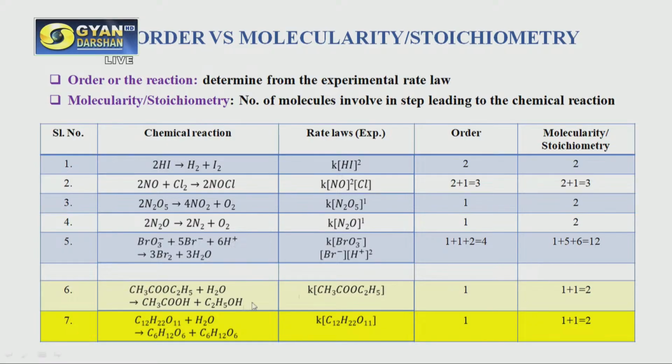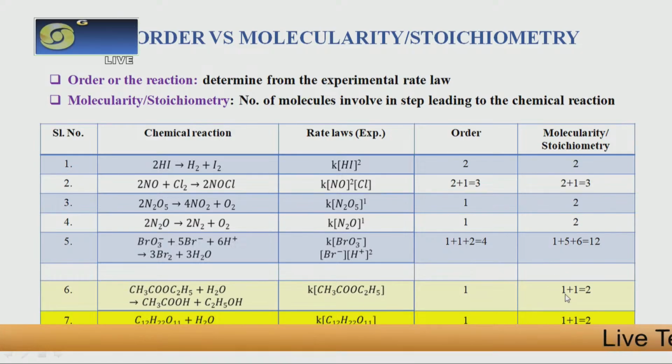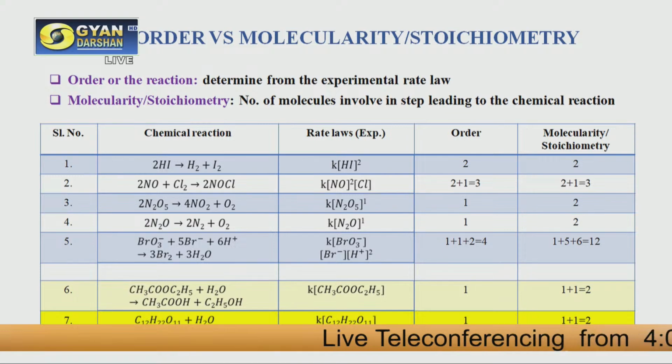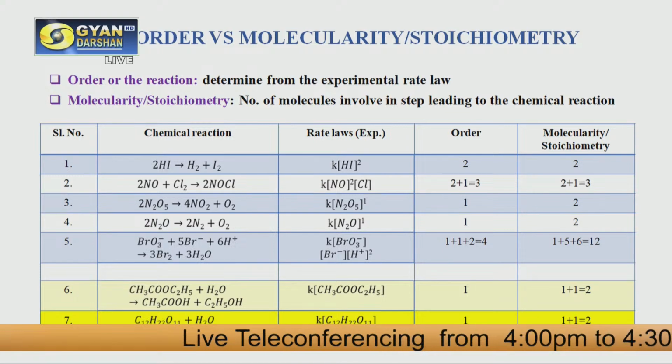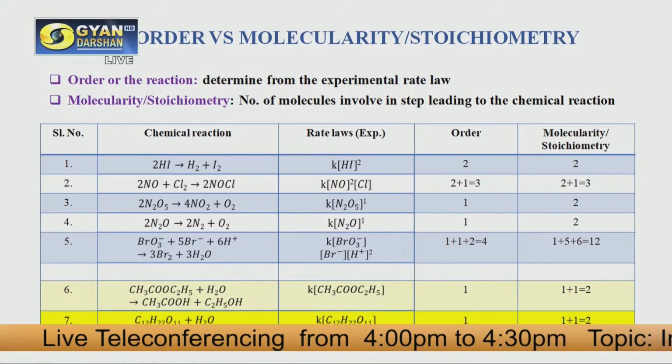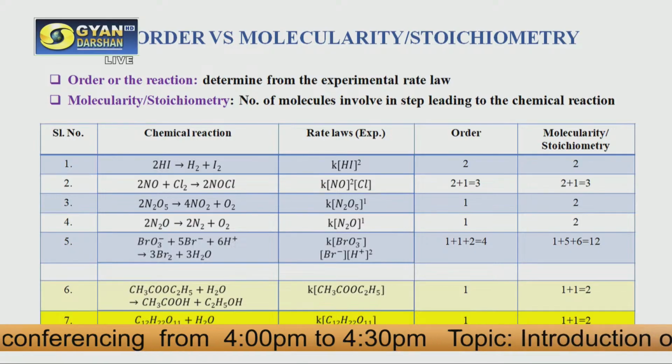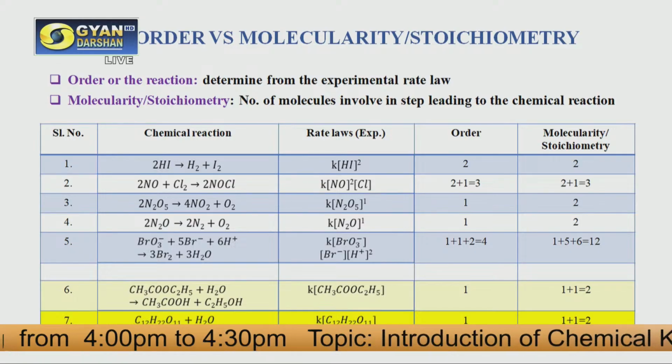Similarly, some examples have also been given. Here, for the hydrolysis of ethyl acetate and hydrolysis of sucrose, the order of the reaction is 1. But if we calculate the molecularity of this reaction, by seeing the reactions we can calculate the molecularity. In that case it is 2, because 1 mole of ethyl acetate and 1 mole of water are used.